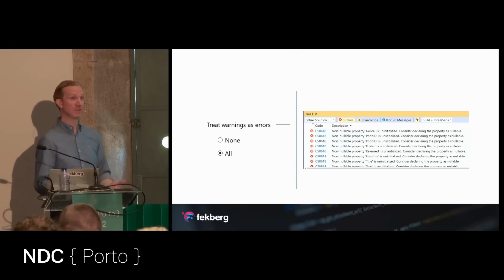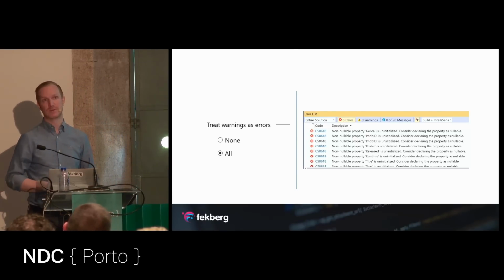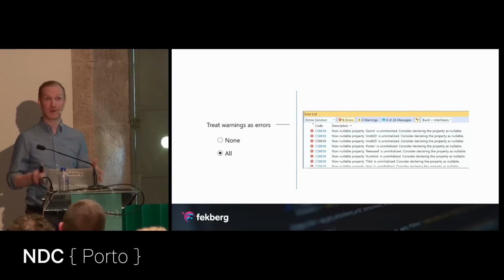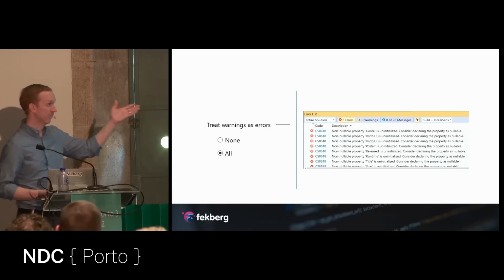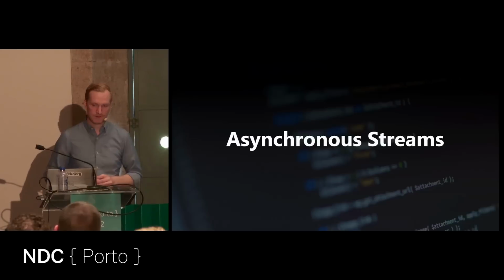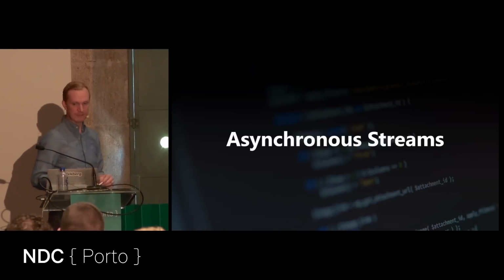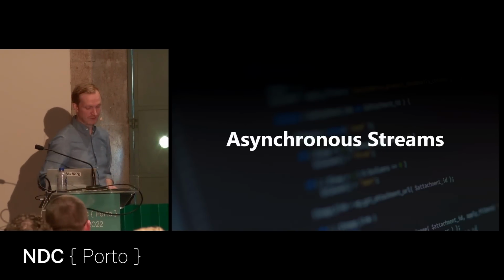Other programming languages like Swift, Kotlin, they make it hard to use nulls out of the box. They tell you that you shouldn't. You have to explicitly say, I want to use nulls. They pretty much do the opposite of what C# did in the past. So let's talk about asynchronous streams and leave the nullable reference type for a moment.